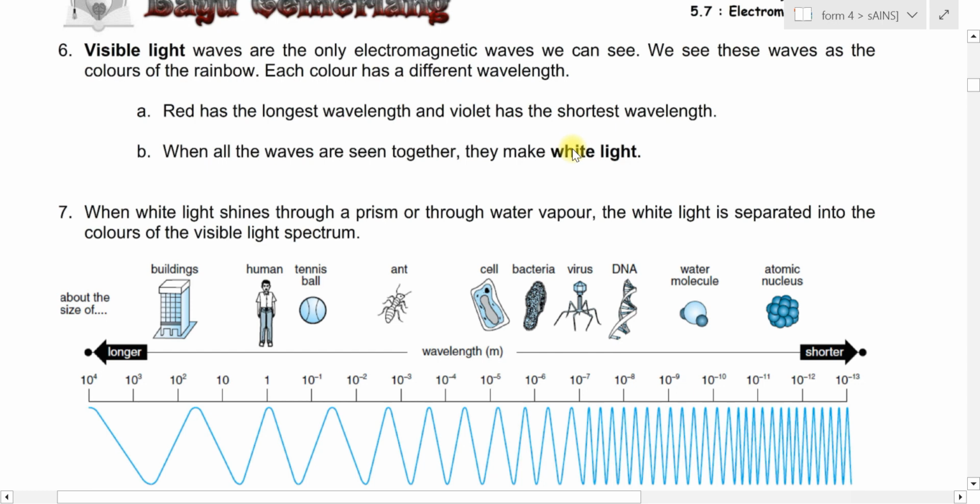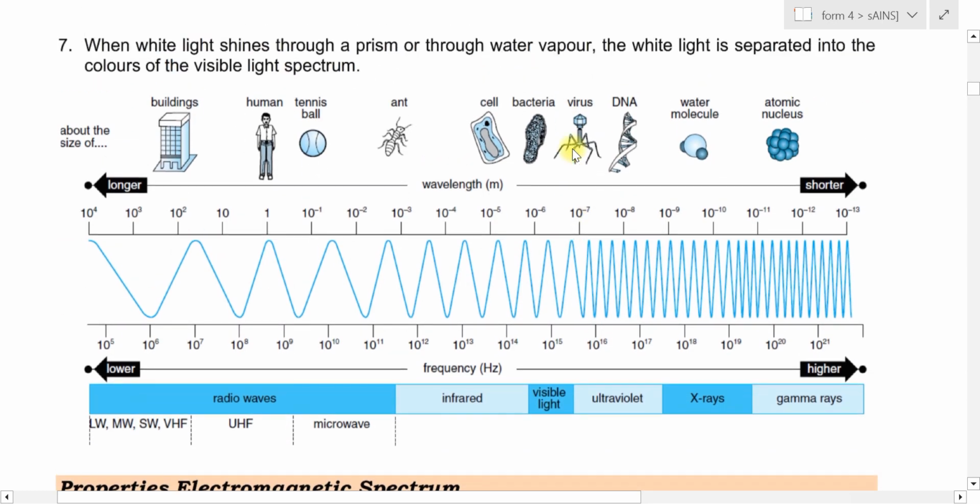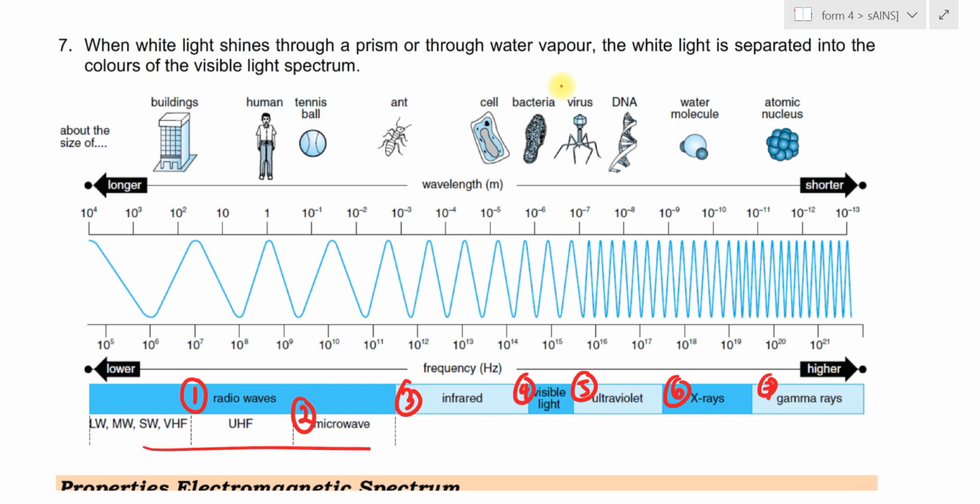Okay. Kamu tengok. Ini dia. Okay, kita start daripada radio wave. Radio wave, lepas tu microwave. Infrared, visible light, ultraviolet, X-ray, gamma ray. Jadi, daripada radio wave, kita pergi susunan macam ni, kamu boleh nampak. Kita pergi susunan macam ni, dari left to right. The wavelength is decreasing. And the frequency getting increasing.